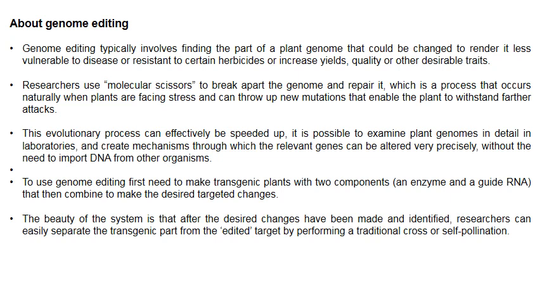To use genome editing, we first need to make transgenic plants with two components, that is an enzyme and RNA, or guide RNA, and then combine them to make the desired targeted changes. The beauty of this system is that after the desired changes have been made and identified, researchers can easily separate the transgenic plant or part from the edited targets by performing a traditional cross or self-pollination.